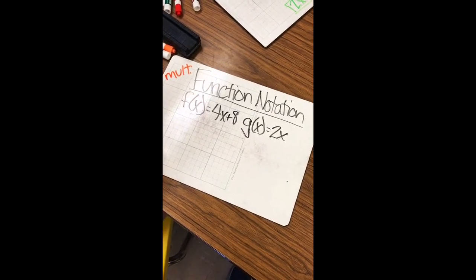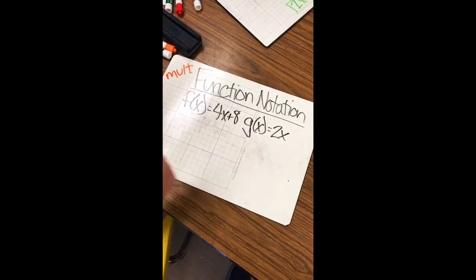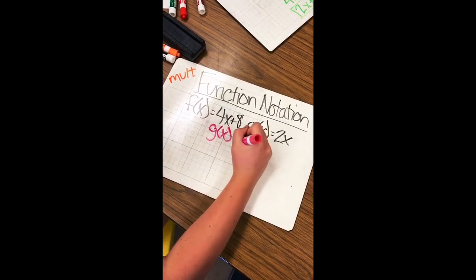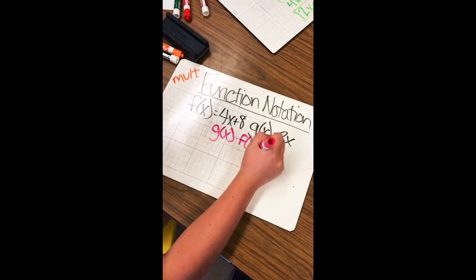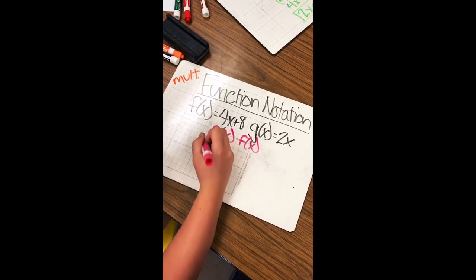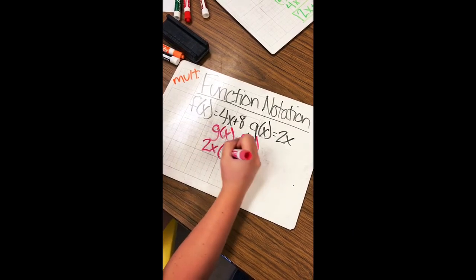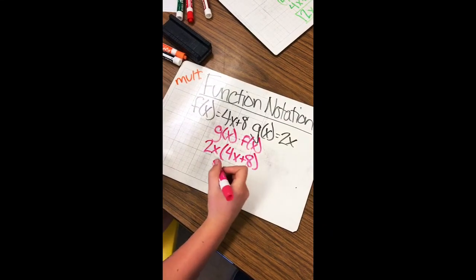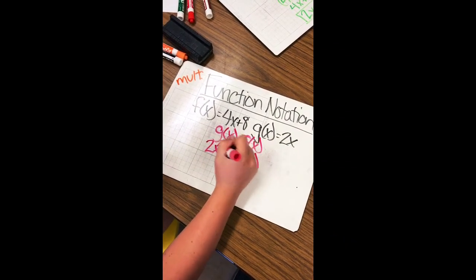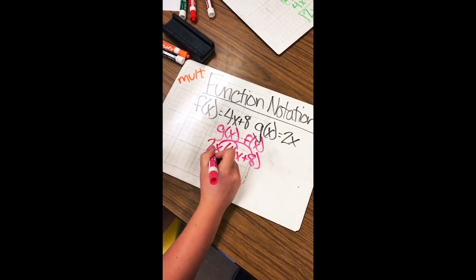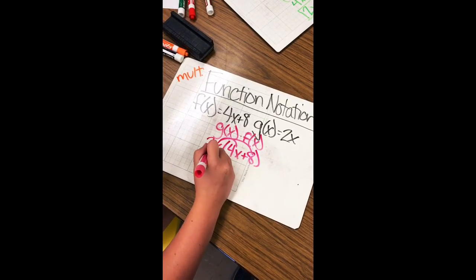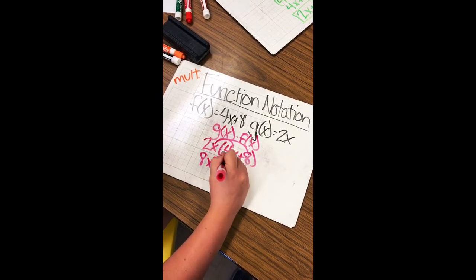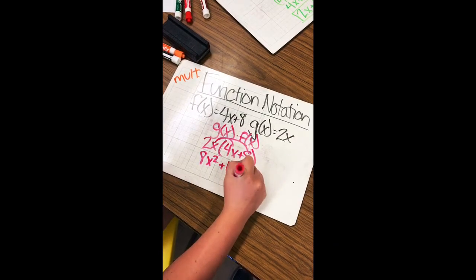Now we're going to do function notation with multiplication. This time I'm going to switch the order of g of x and f of x, so f of x will be easier to multiply. G of x is 2x, and f of x is 4x plus 8. Then I'm going to distribute in the 2x to each term. So 2x times 4x is 8x squared. And then 2x times 8 is a positive 16x.